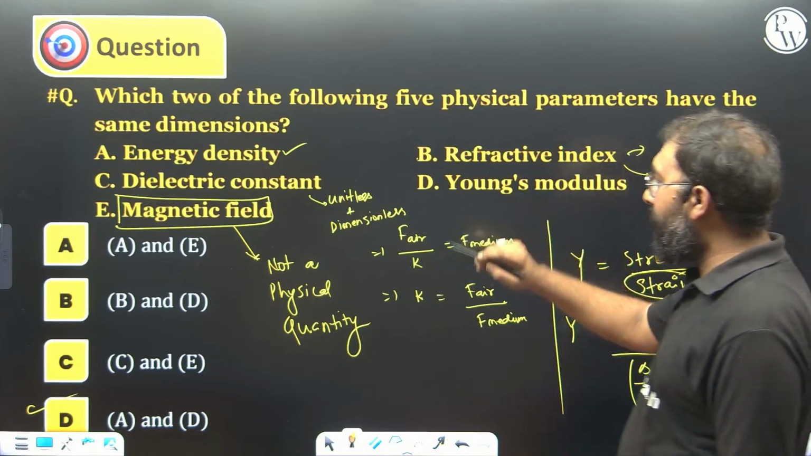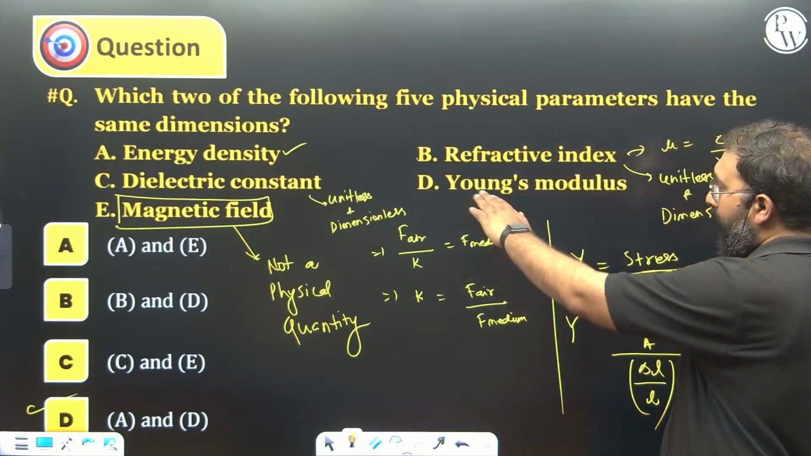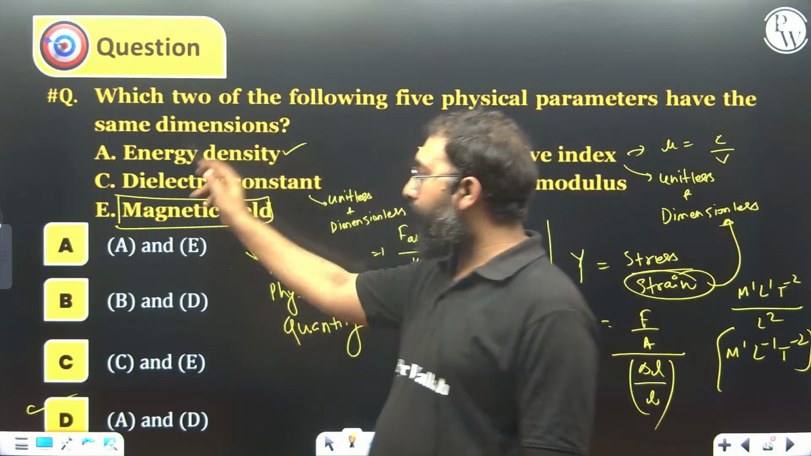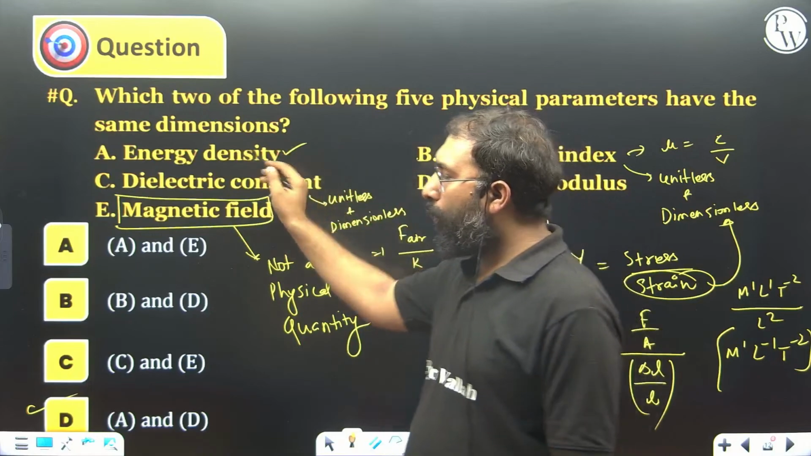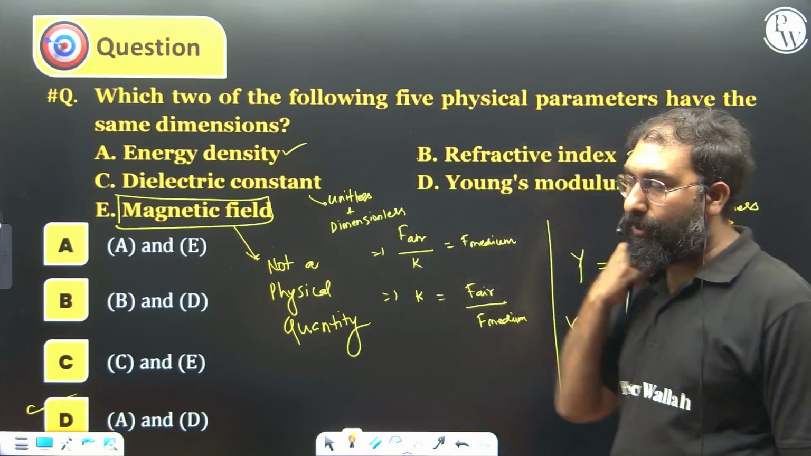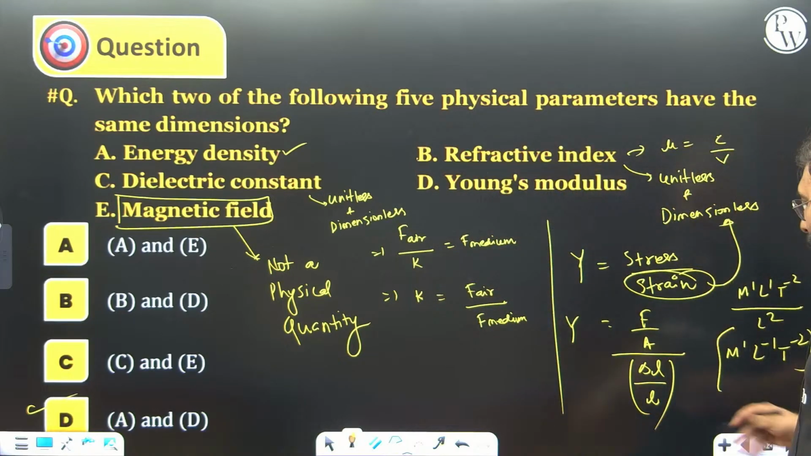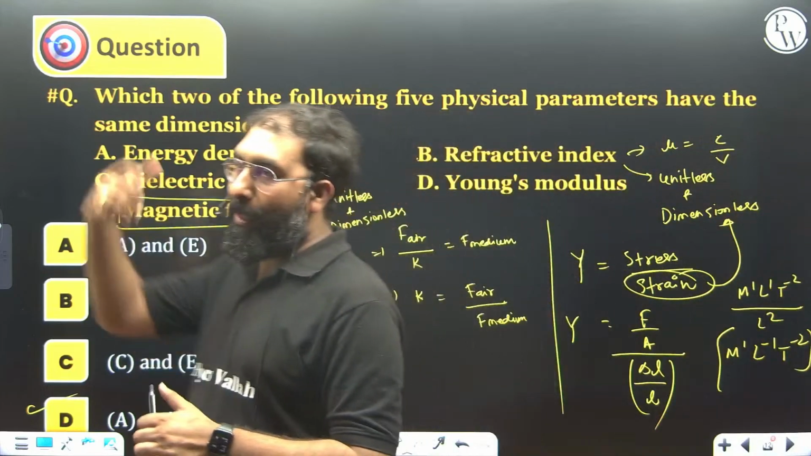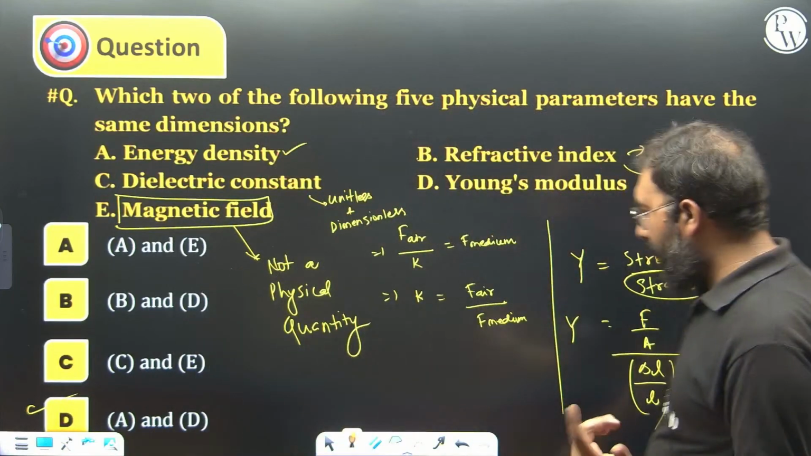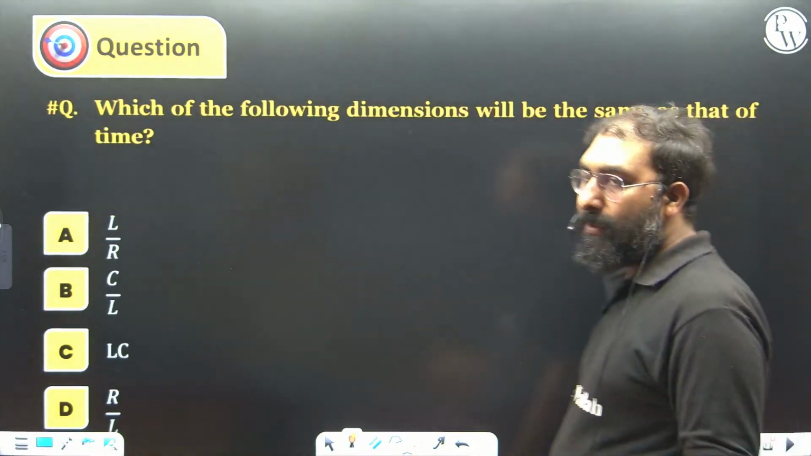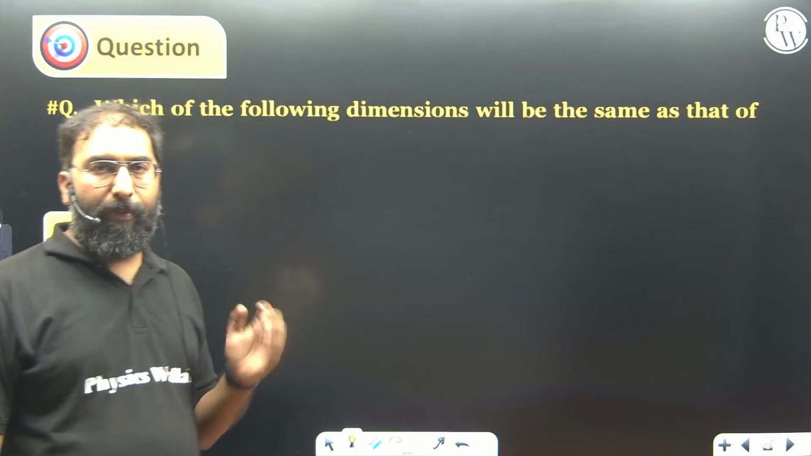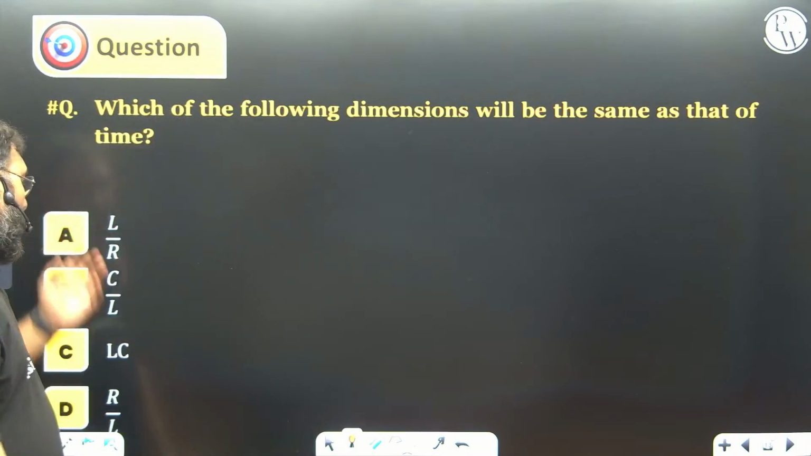And this will be the same as the dimension of what? Pressure, yes. Young's modulus, stress by strain, this is pressure. Energy density, this is also representing the dimension of pressure. Interesting, right? So different chapters in physics are having different physical quantities, and dimensionally they are this much interconnected. So again, what I say is, you need to understand the logic, how to approach, rather than just remembering the formulas. So let's see this question.